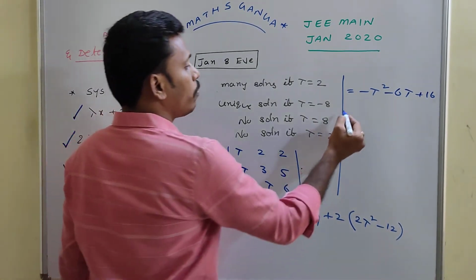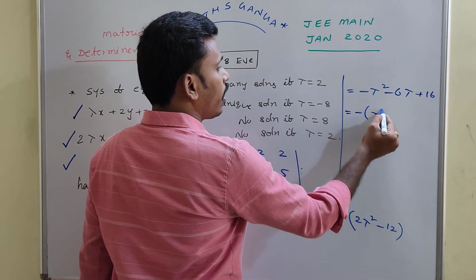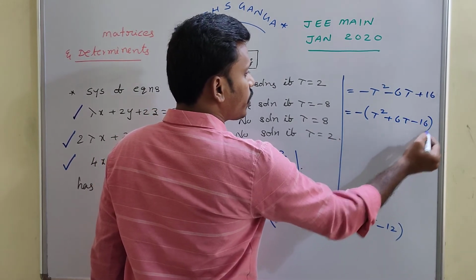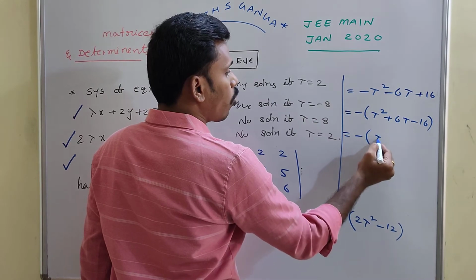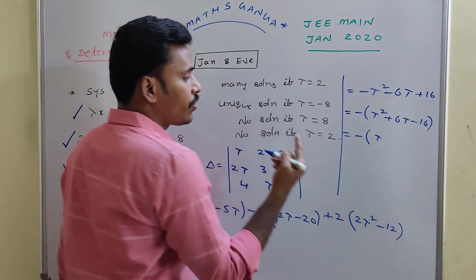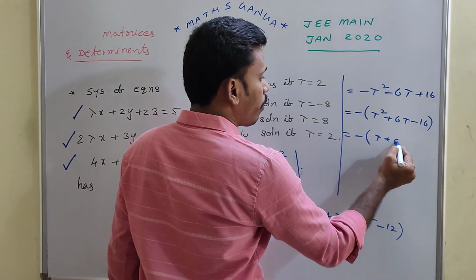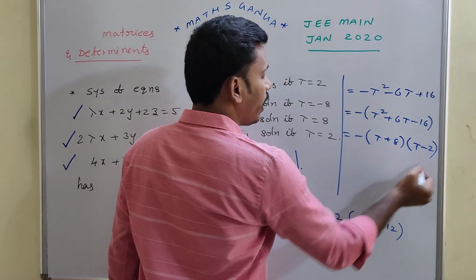Okay, we need to simplify it. If you take it out, minus lambda square plus 6 lambda minus 16, that is equal to minus of, I can write it like this. 16 is what? 8 twos, 8 and minus 2, so lambda plus 8 into lambda minus 2.